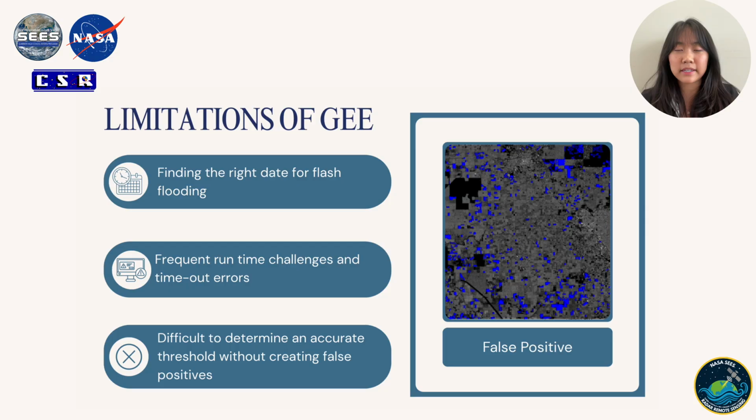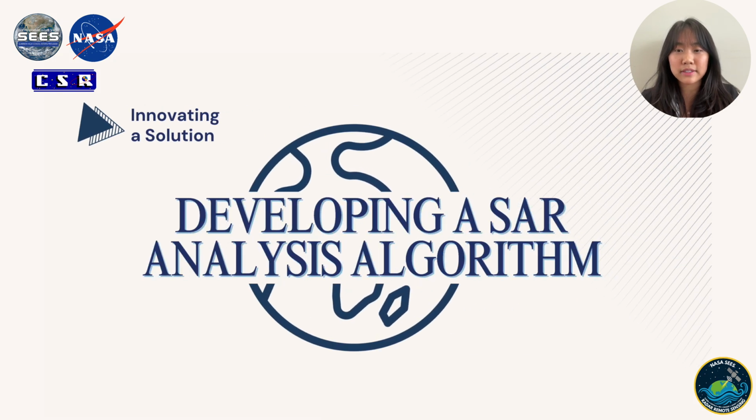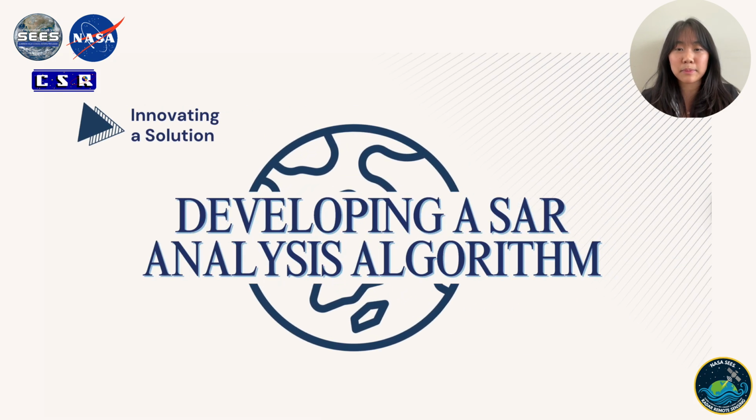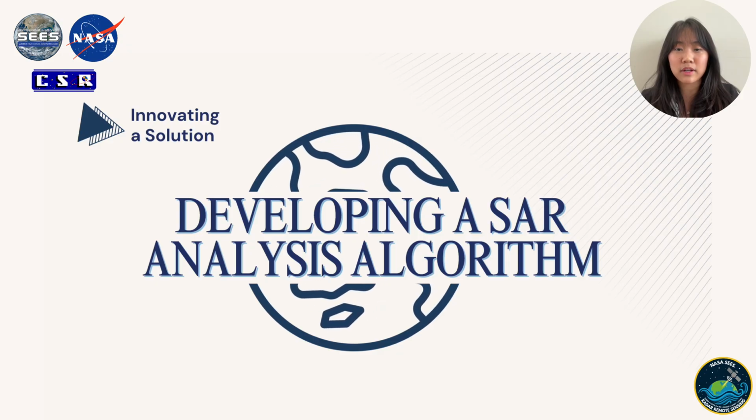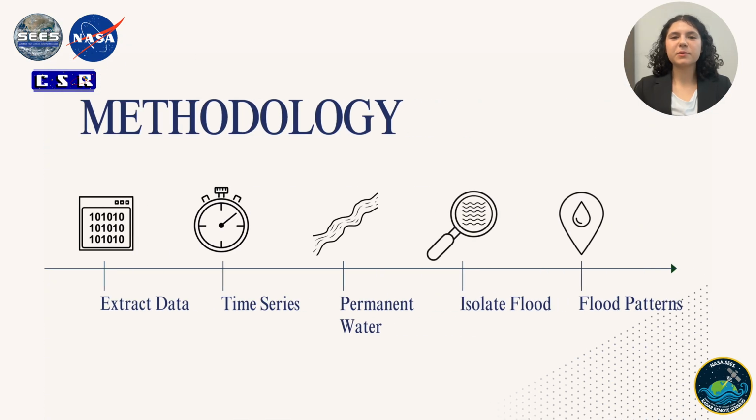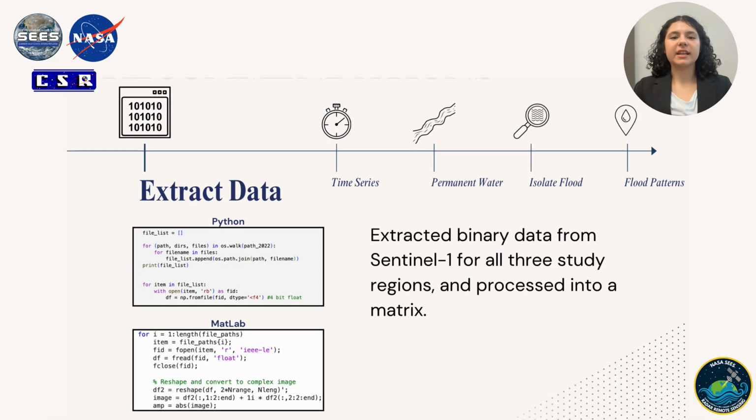As we saw in Madera, inaccurate thresholds can lead to widespread false positives, especially when speckled detections appear in areas far from known water bodies. Together, these challenges motivated us to move beyond GEE and develop a more reliable custom flood detection approach using raw SAR data. Here are the steps we took to map and detect flooding using SAR data. All SAR data is stored in binary, so before we could do anything else, we had to read in our files and convert the binary data into actual amplitude and phase measurements in the form of a complex matrix.